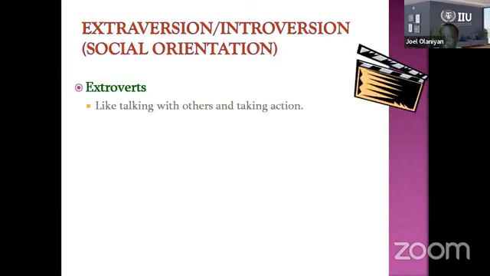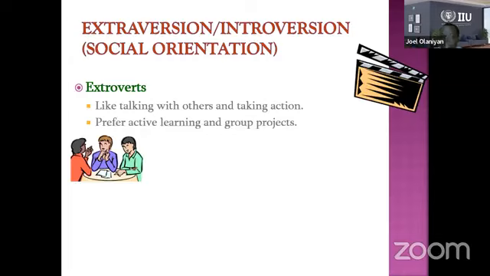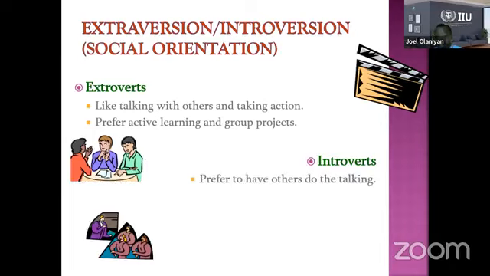And what is the output? The output of this gives us extraversion and introversion, that is, those who are socially oriented. And that is what gives us the extrovert type, those who like talking with others and taking action. They prefer active learning and group projects. And among them, we have introverts. So as they grow up, they begin to exhibit these qualities, these attributes.